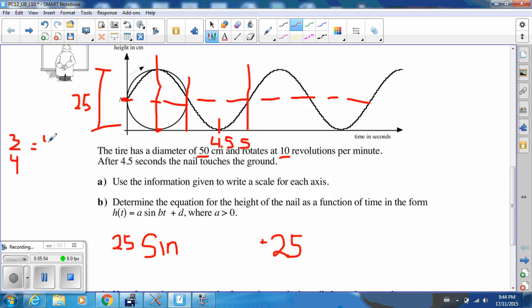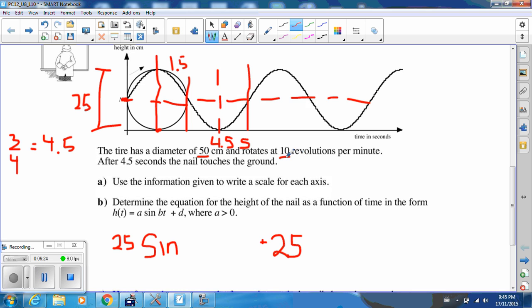And I can go 3/4 equals 4.5. Now 4 times 4.5 is going to be 18, so 18 divided by 3 is going to be 6. So if I did that, each of these little pieces is 1.5. And then each of those 3 pieces, if I added on one more piece, that's going to be 6. So my entire period is 6.